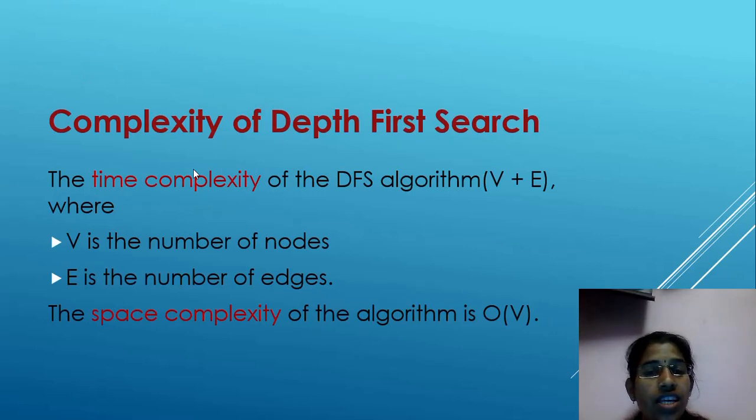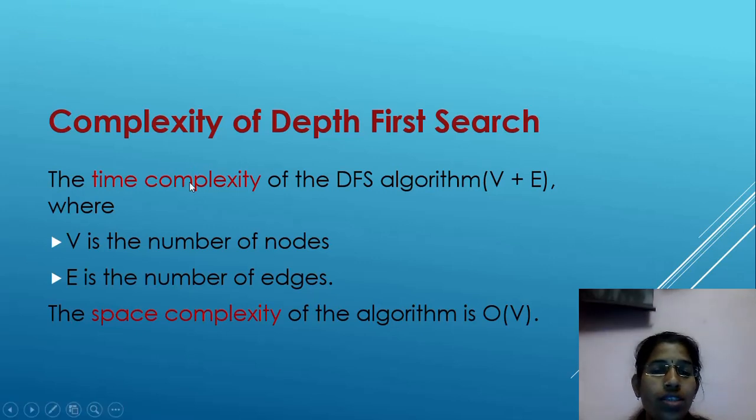It is very easy because it has a very low time complexity and space complexity. The time complexity is the combination of vertices and edges. Also the space complexity depends on the number of vertices.